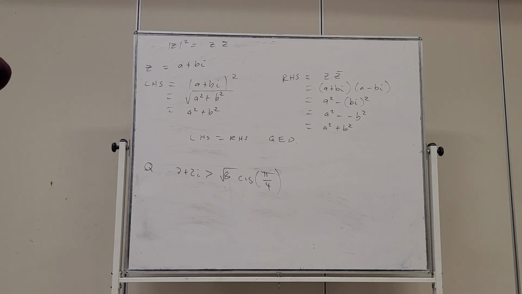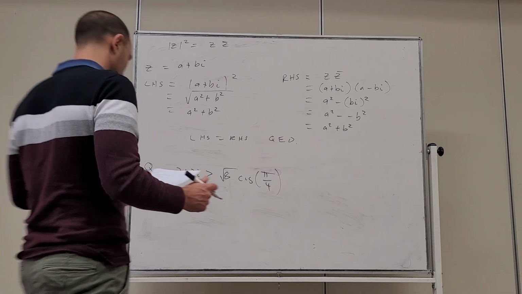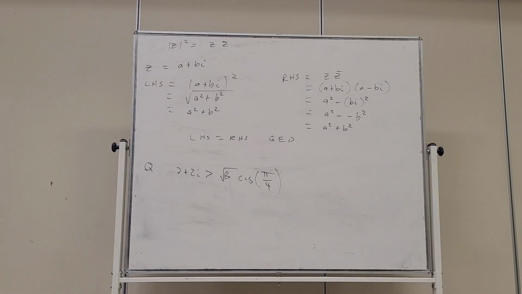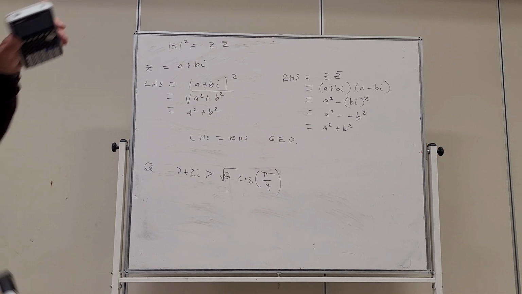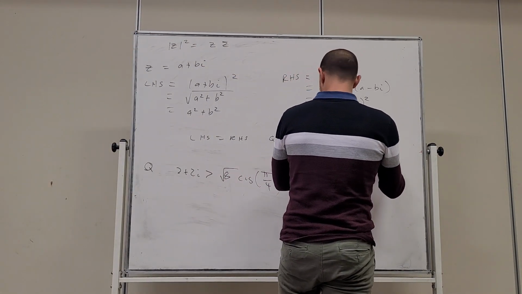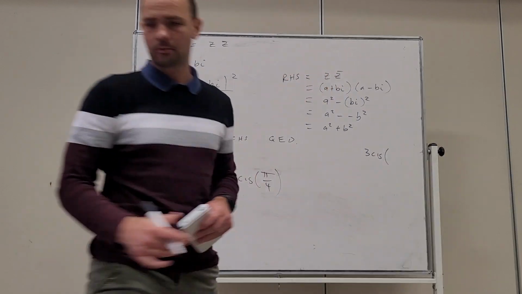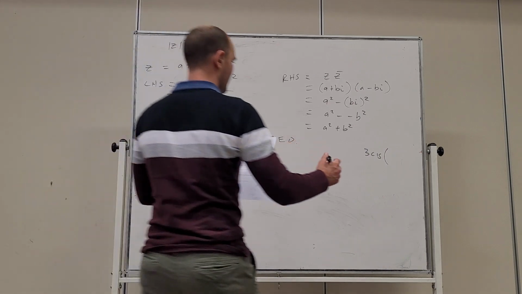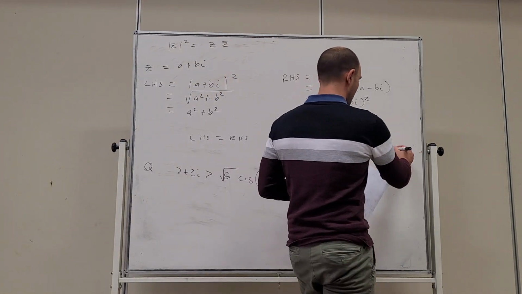And then we have convert 3 cis of pi on 3 to Cartesian form. So we can do the same thing. We can do this on our calculator or we can do it manually. I'll talk about both first. So this is question 3 part B, 3 cis of pi on 3.